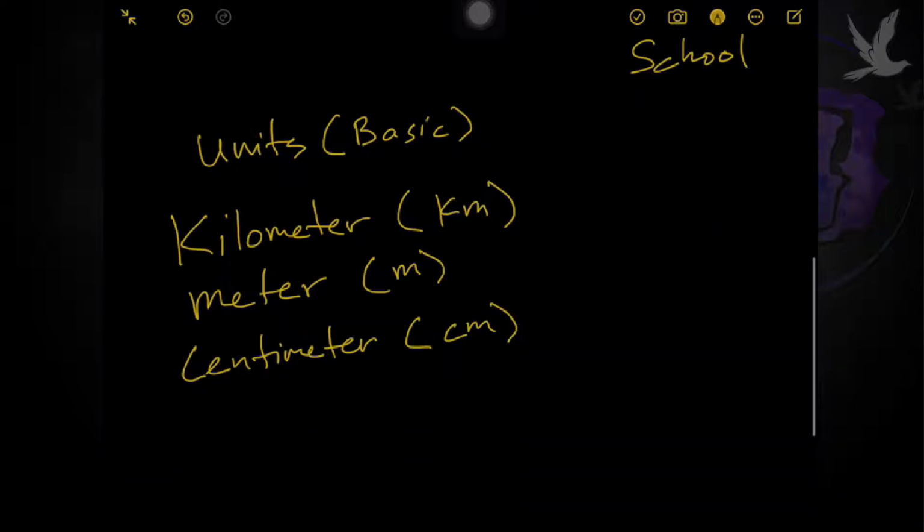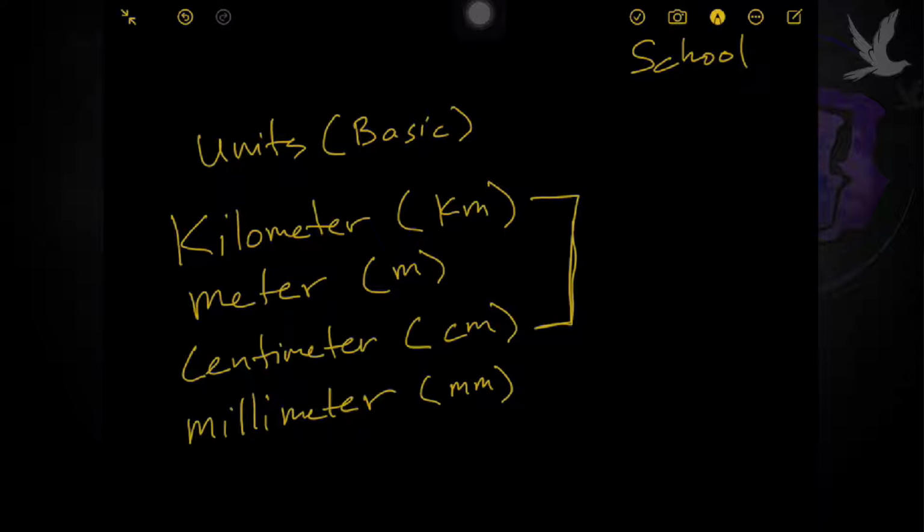There is also a smaller one, which is millimeter. Sorry, why did I say liter? Milliliter is for volume, but this one is length. Okay, so kilometer, meter, centimeter, and millimeter. But we're only going to focus on these three for now: kilometer, meter, and centimeter.